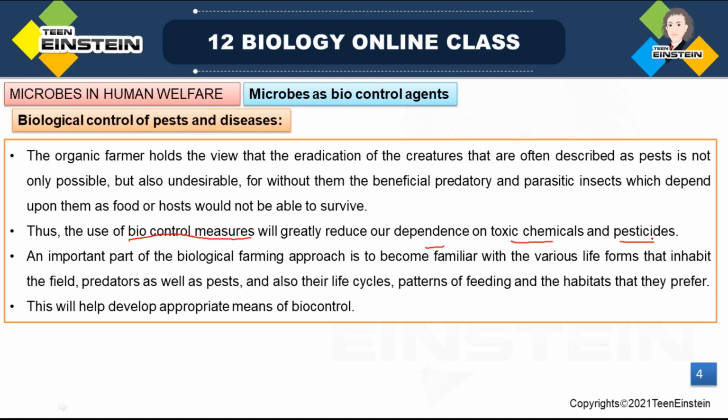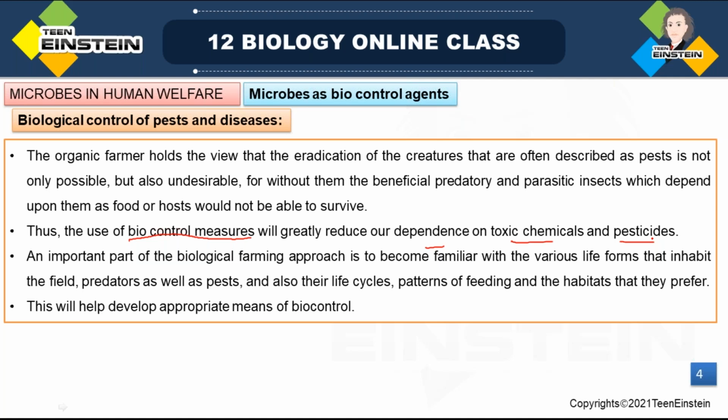Instead of blindly doing something, we should have a complete idea about biological farming. First, we should know about the crop, what work we need to do at which stage for growing it, and which pests are attacking or which diseases may affect that crop. So instead of spraying chemicals or using pesticides, how can we control the level of pests or diseases in that particular crop?